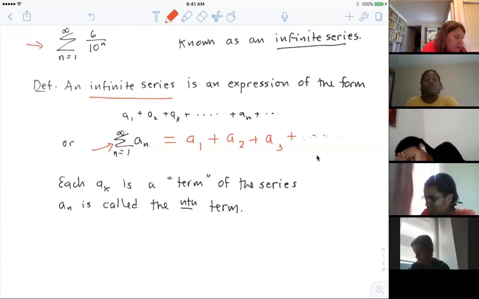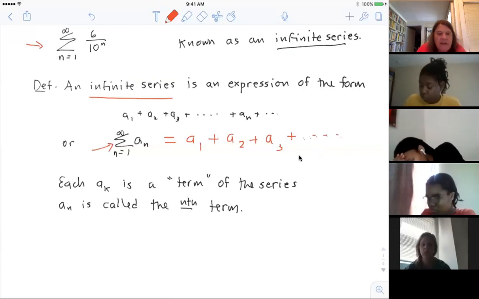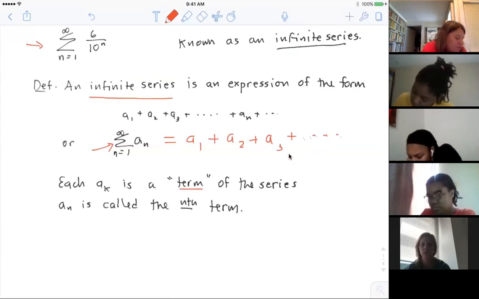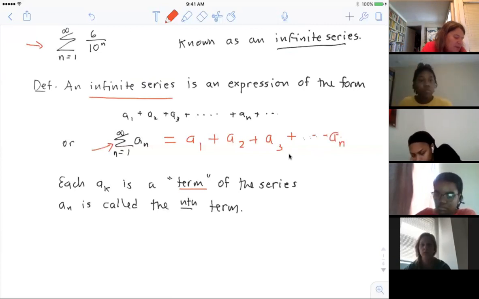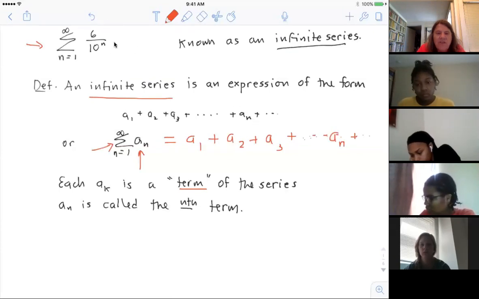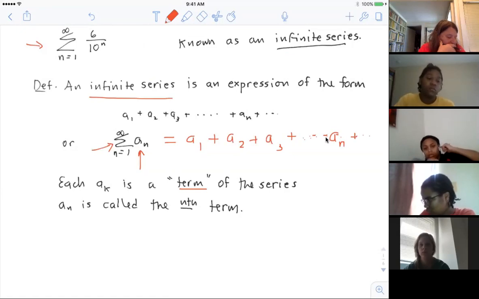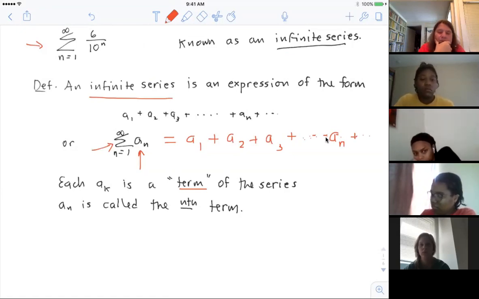Okay. So also, each one of these things, a1, a2, a3, is called a term of the series. And the a_n is called the nth term. So that nth term there is the roadmap that I use to build this series. There's my roadmap right there. Let n equal 1, plug 1 in. Now let n equal 2, plug that in, add all the things together. Okay, does everybody see what I'm doing?